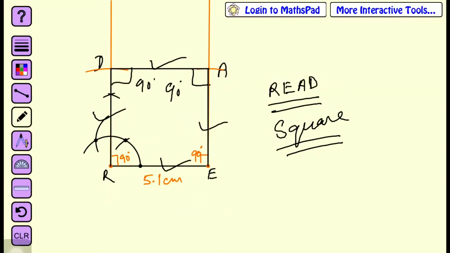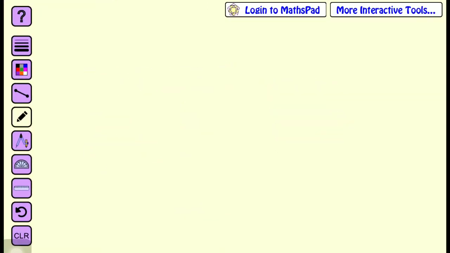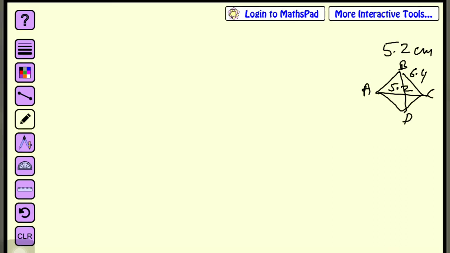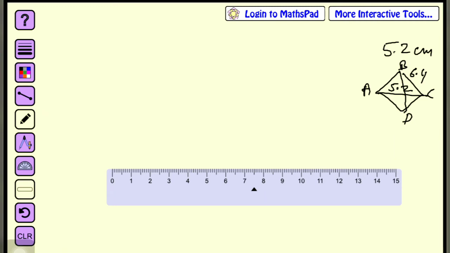So now again we have to start with one diagonal. I am starting with the diagonal that is of 5.2 centimeter. Our quadrilateral is A, B, C, D. Let AC be equal to 5.2 centimeter and BD be equal to 6.4 centimeter. Now first of all we will take the scale, and after that we will mark the line till 5.2 centimeters like this.